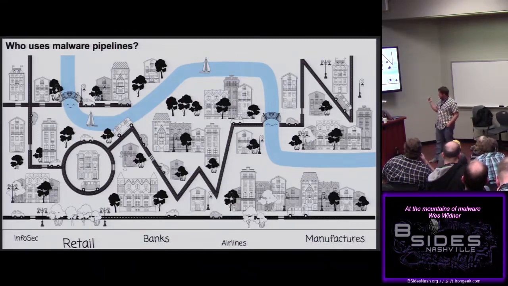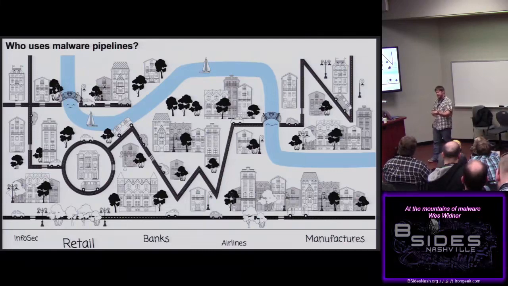And it's not just people with desktops. It's also people with physical hardware. The Internet of Things has actually created a good reason for people to run malware pipelines so that they can make sure that their firmware updates are valid, or firmware updates that they're getting from vendors are not going to blow up any of their devices.